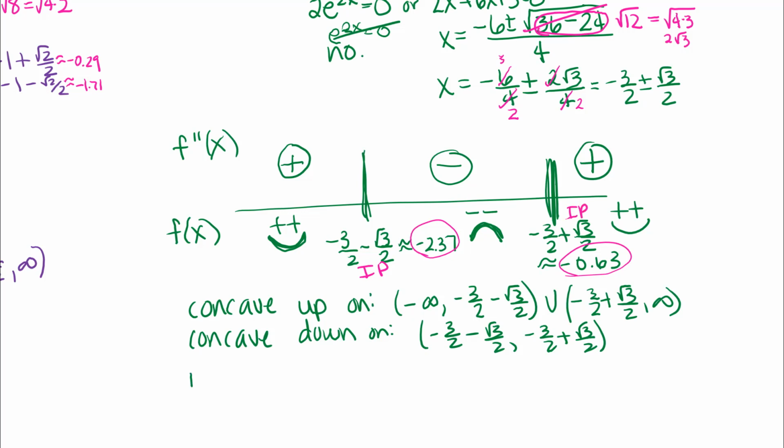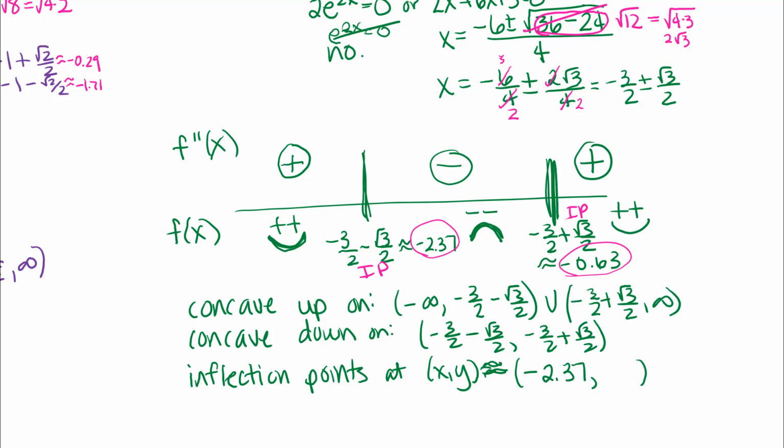And so inflection points are x, y points. I'm going to just give the decimal approximations for these. So we have one of them at negative 3/2 minus square root of 3 over 2, or approximately negative 2.37, comma, I'll leave the y-coordinate blank for a second. And the other one at approximately negative 0.63, comma, and leave that y-coordinate blank.